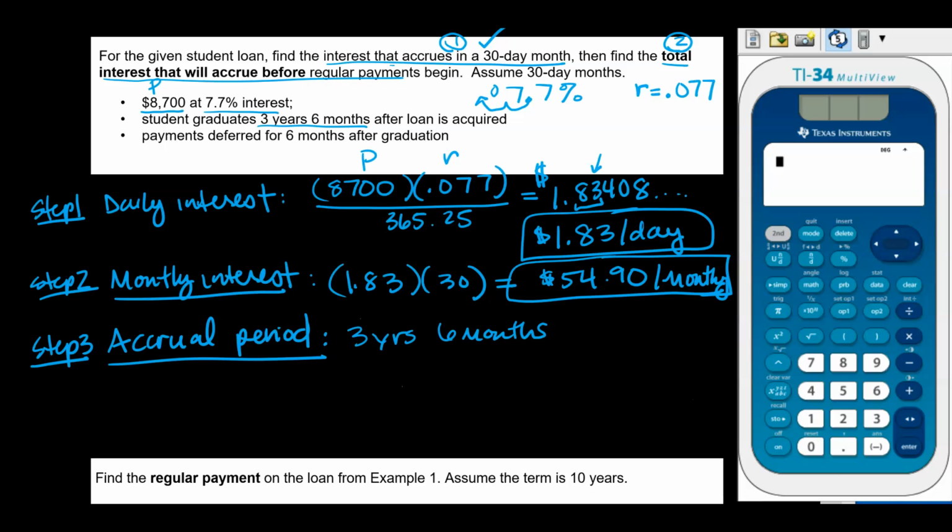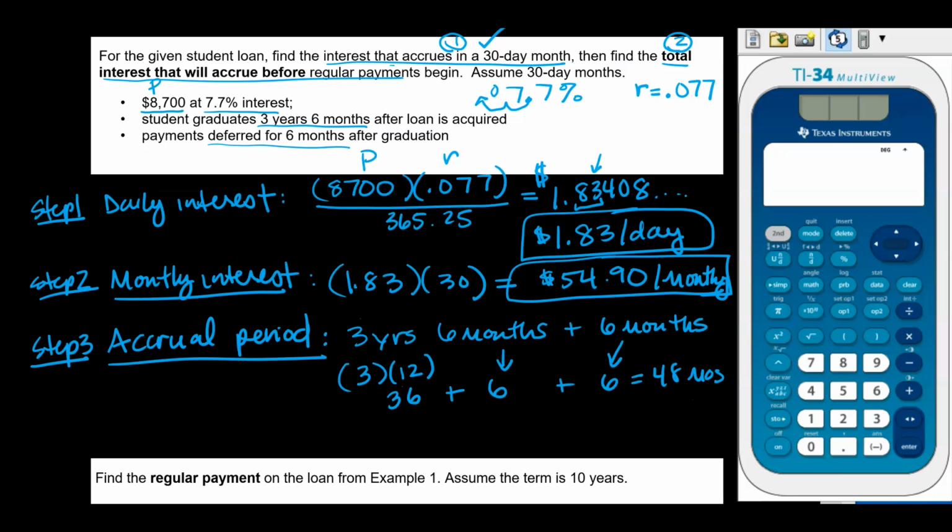Then you have to look for a deferment period if there is one. And it says on the third line, payments deferred for 6 months after graduation. So that's another 6 months that they're not making payments on the loan, and we've got to account for that also. We want to make sure we get this all in months because right now we have years in there also. So I'm going to take 3 years and multiply it by 12 because that gives me the number of months. So 3 years is the same thing as 36 months. Then I'm going to add the 6, and add that other 6, and I get 48 months total. That's the amount of time that the student was in school.